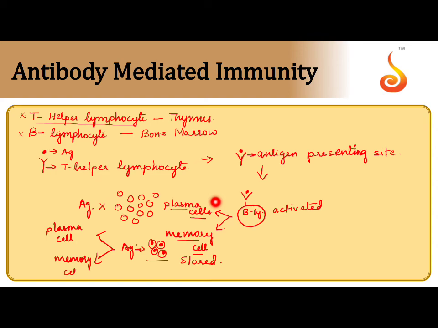So if you are looking at this entire big process, this much is under the condition of primary response. And if you are looking at just this part, this is the secondary response. This is why I told you that primary response is a slower response, while secondary response is a very quick, fast response condition.